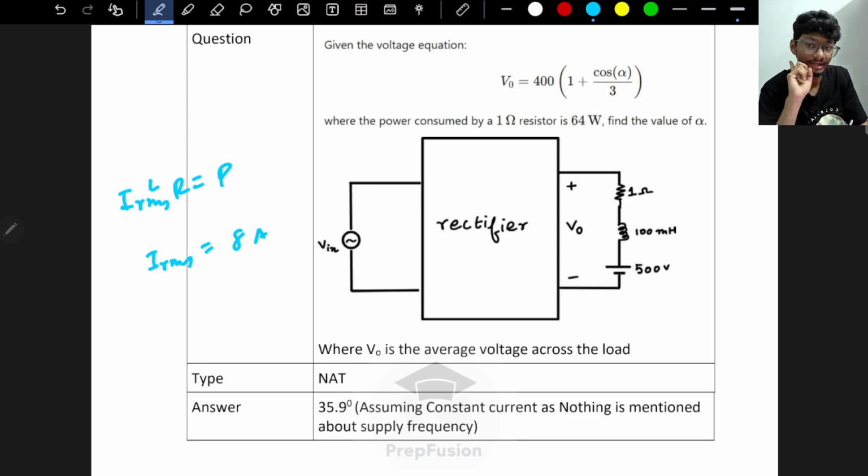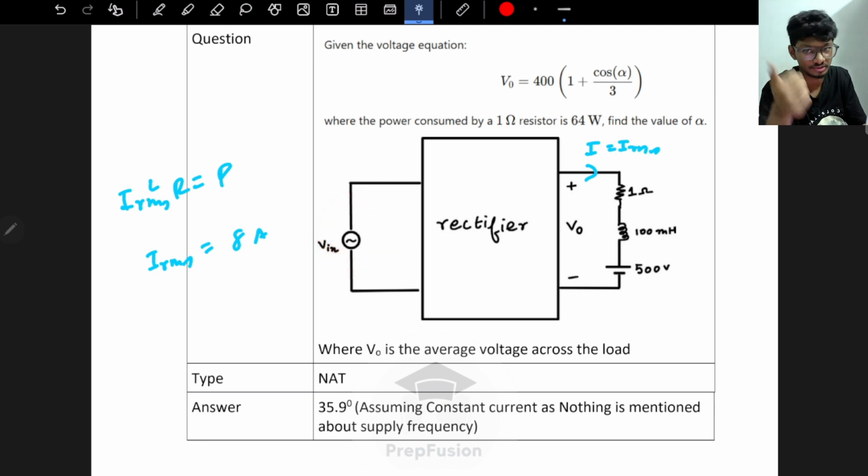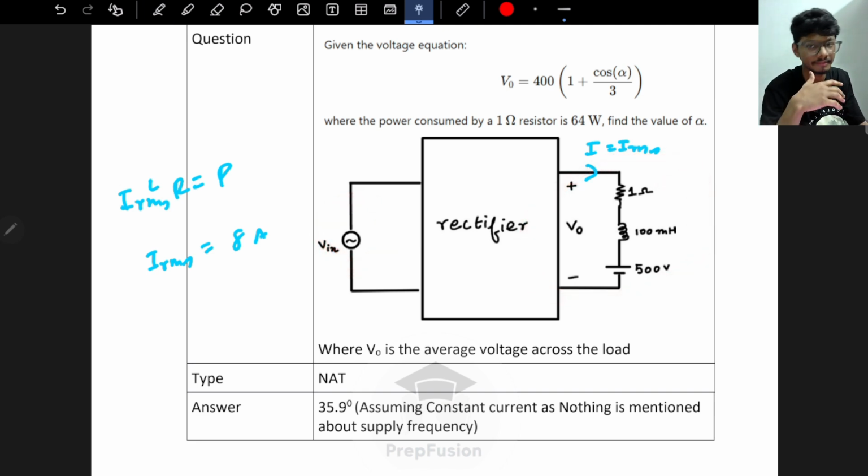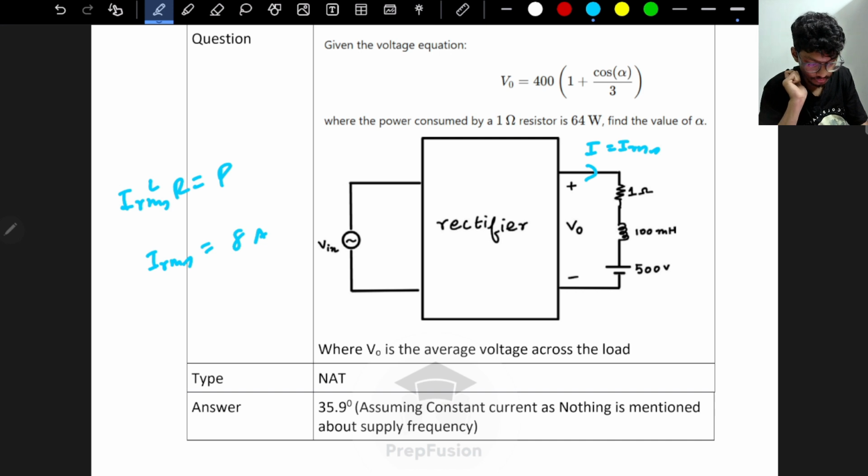Now I will assume my current to be constant, so I will be equal to I_RMS. Why? Nothing is mentioned. They have not mentioned the input frequency, so I will assume that. If you don't assume that, the question will become something else. So if it is a constant current, that means my I_RMS will be equal to I average. All this I have explained. So I average is 8 amperes.